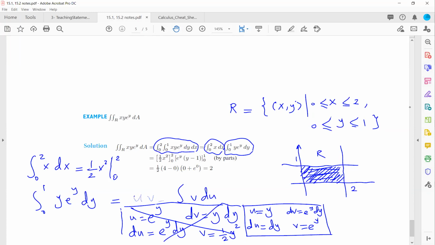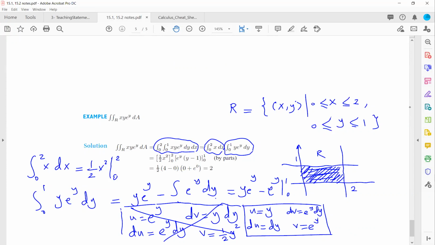Very well. uv minus integral v du. uv is y e to the y, minus integral v du, so e to the y dy. You already know how to take the integral. So here you have y e to the y minus e to the y. Integration by parts. Now here you plug in 0 and 1 and you calculate the second integral.